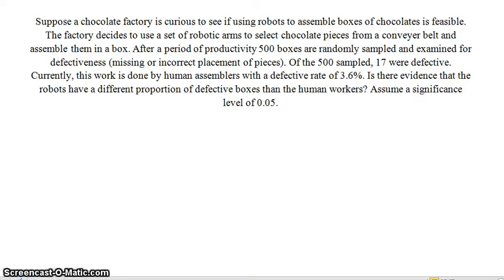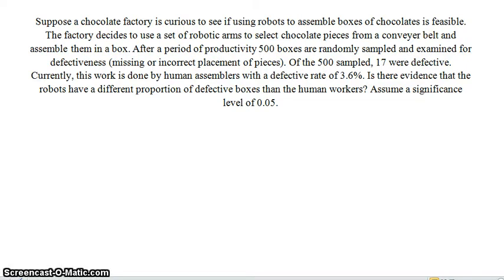Hello class, in this example we're going to show how you can do a one sample z-test for proportions. So let's go ahead and read this problem. It says, suppose a chocolate factory is curious to see if using robots to assemble boxes of chocolates is actually feasible. Now the factory decides to use a set of robotic arms to select chocolate pieces from a conveyor belt and assemble them in a box.